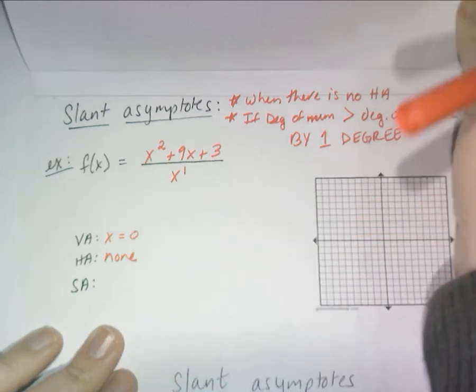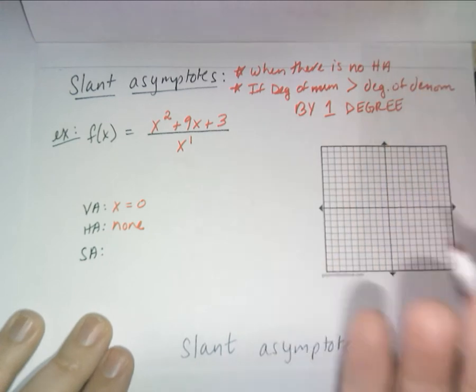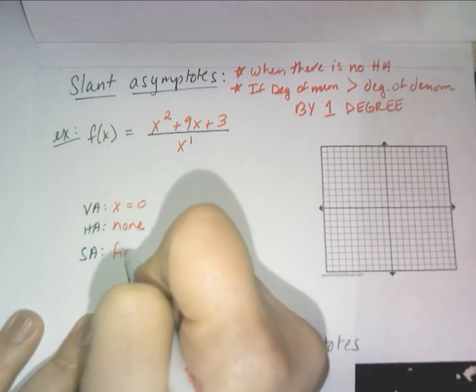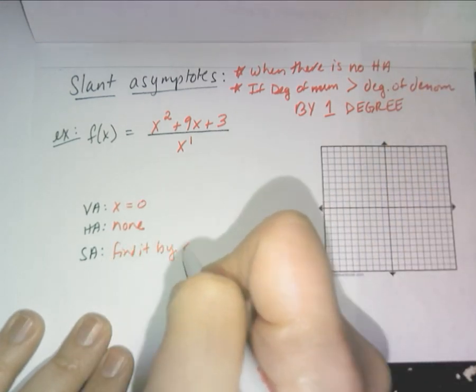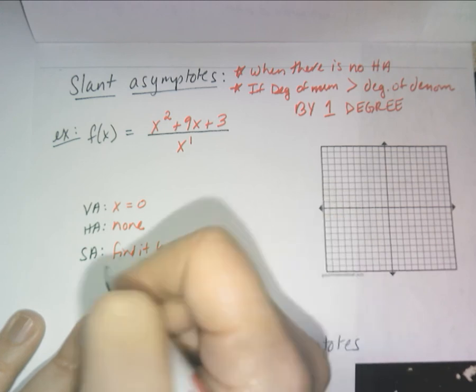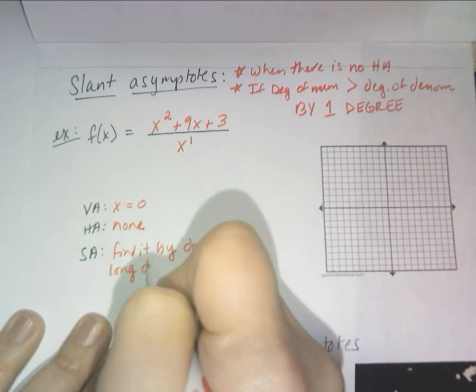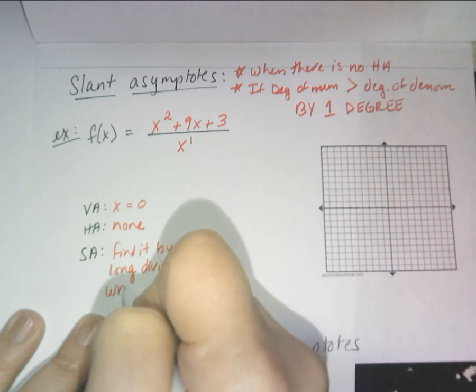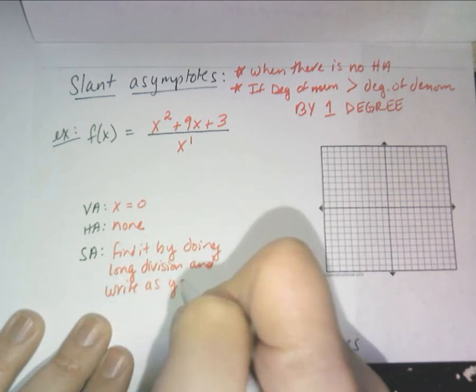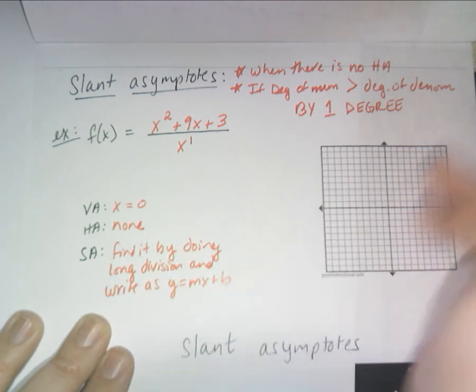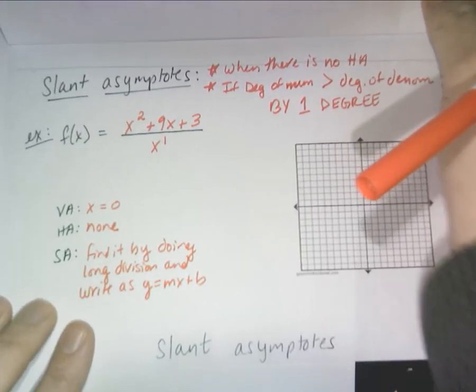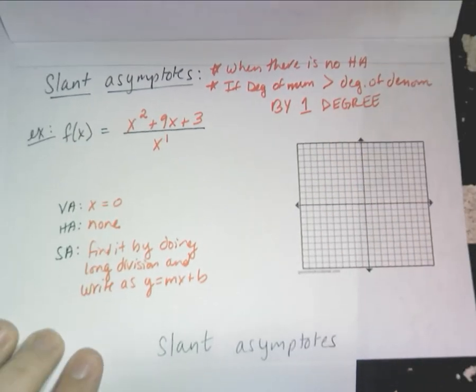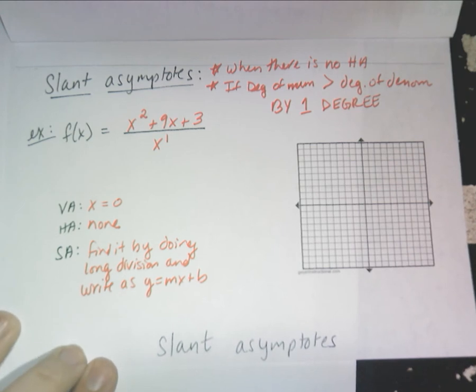Then you have a slant. So how do you find that slant asymptote? It's pretty cool, actually. You find it by doing long division and write it as y equals mx plus b. And I'll explain what that means in a minute when we do this problem here. Find it by doing long division and write it as y equals mx plus b.